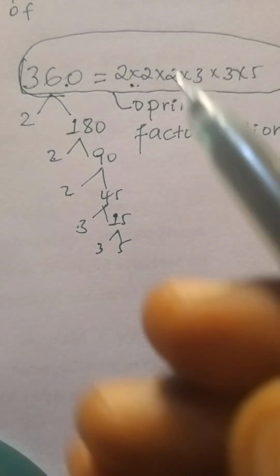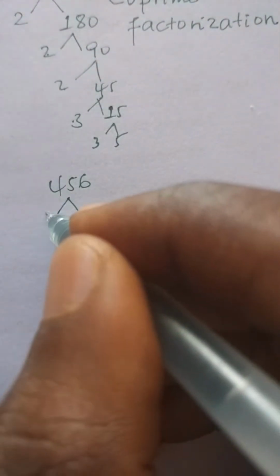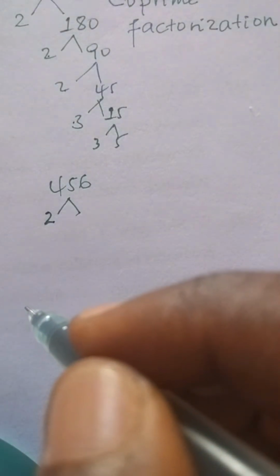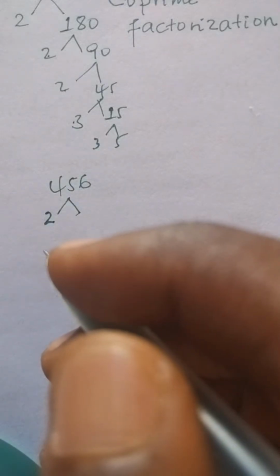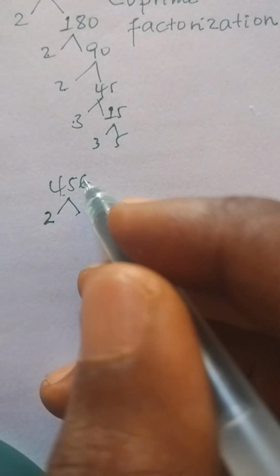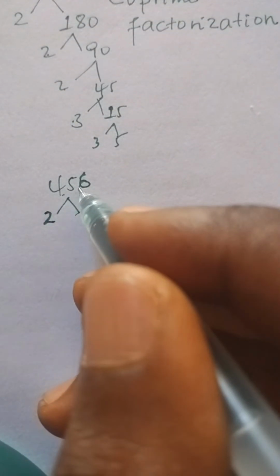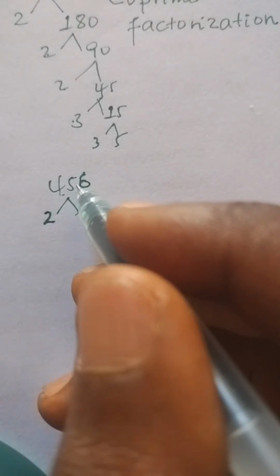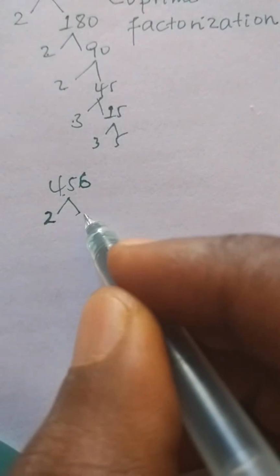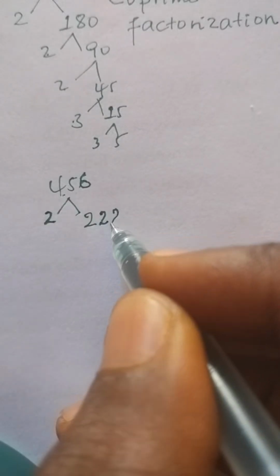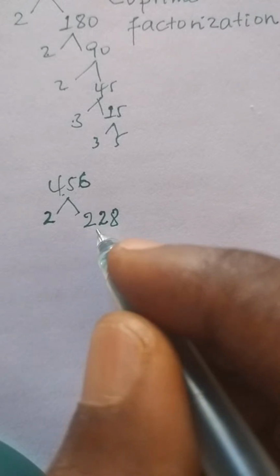Let's come to another example, 456. Is this number divisible by 2? Yes. How do I know? From yesterday's topic, you can test whether it is divisible by 2 by only looking at the last digit. If it is an even number, it can be divisible by 2. So divide 456 by 2. How much? 228. Is this number divisible by 2 again?